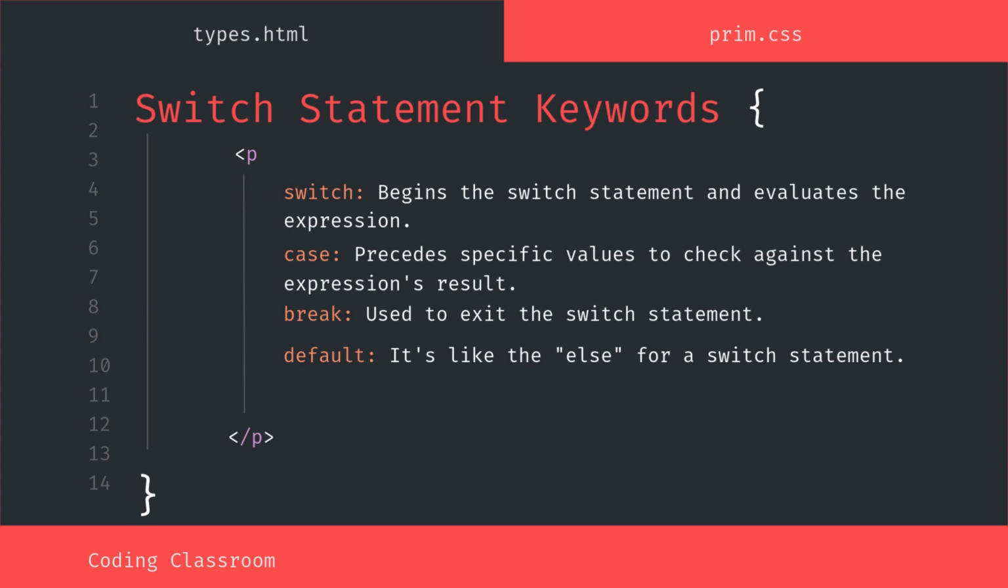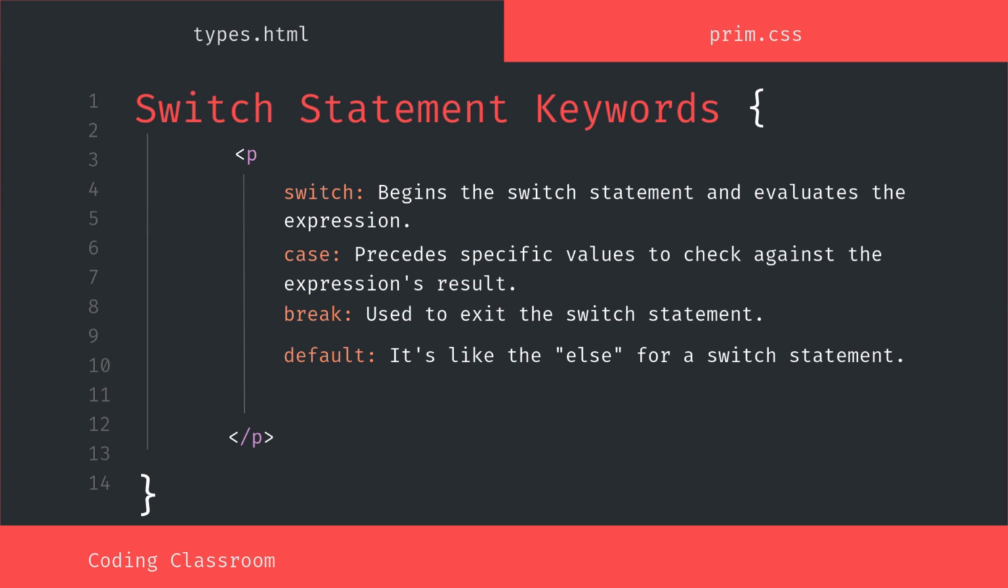Case. Next is the case keyword. Each case represents a possible value for the expression. If the expression matches the value in a case, the program executes the corresponding block of code. Break. Then we have the break keyword. This is used to exit the switch statement after a case has been executed. Without break, the program would continue evaluating subsequent cases, which can lead to unexpected behavior.